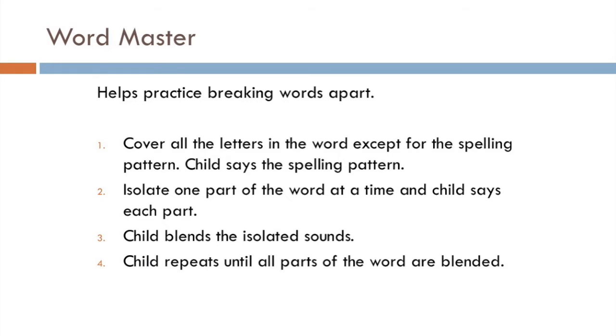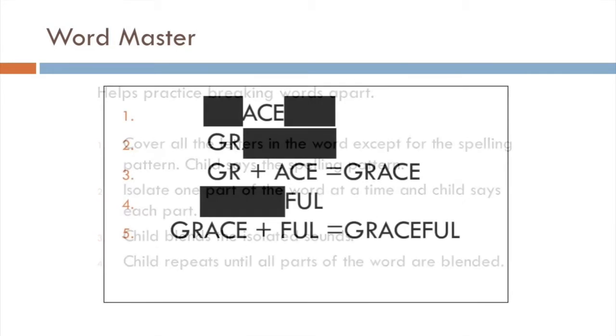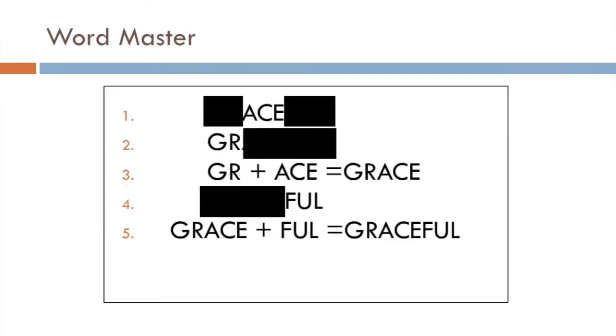Use the same strategy for the WordMaster list, which contains more difficult words with several patterns. The student should always focus on the targeted pattern first while covering the other word parts. Uncover the word parts one at a time and read the word. For example, ace, grace, full, graceful.